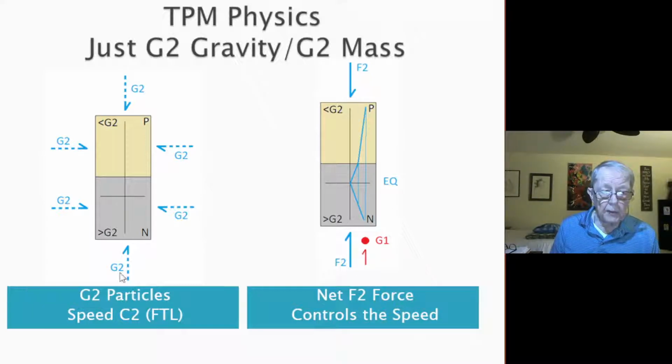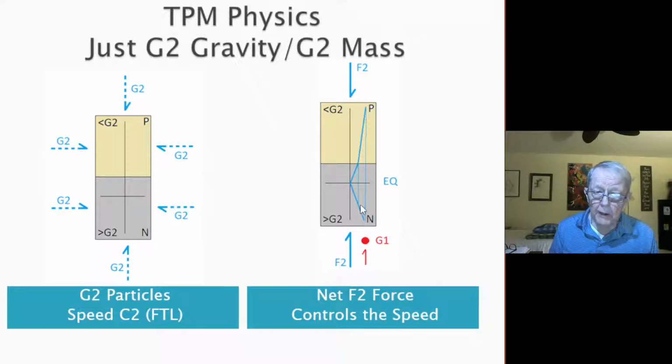And by the way, the G2 particles, the speed is C2. This is faster than light. It's the orbital of a subatomic atom, and so it's moving very fast. And it's acting gravitationally with the diode. And we're primarily interested in these two forces.